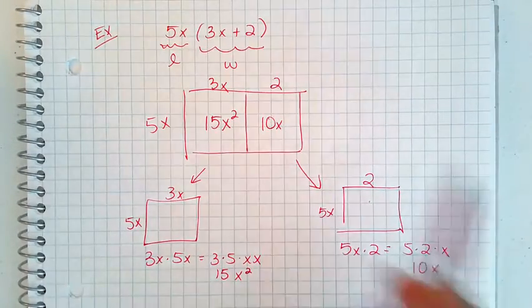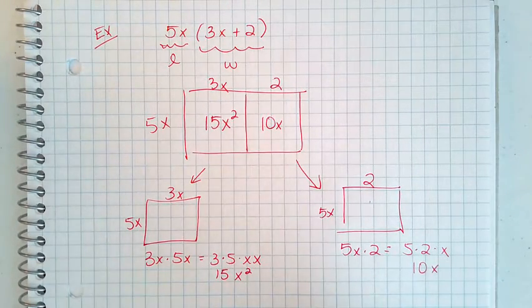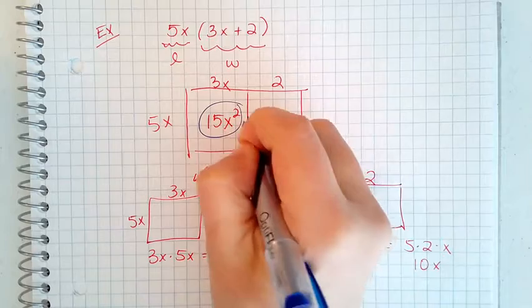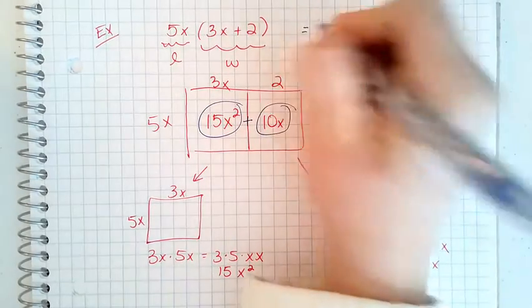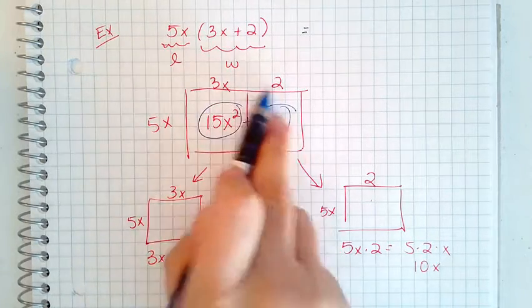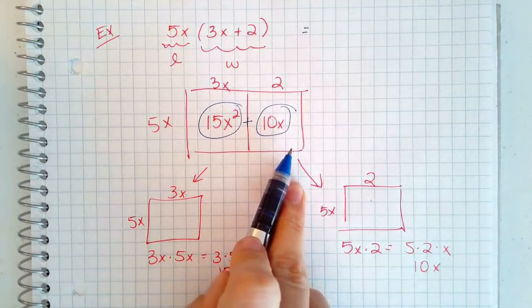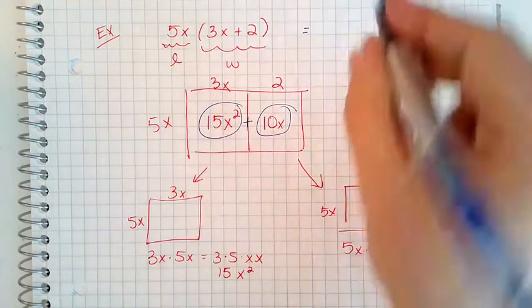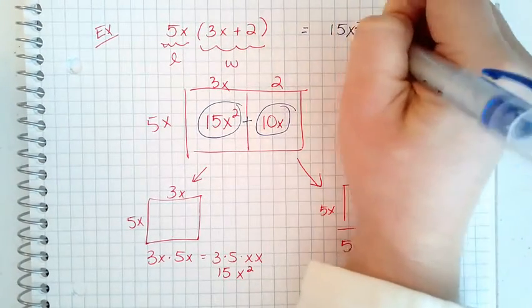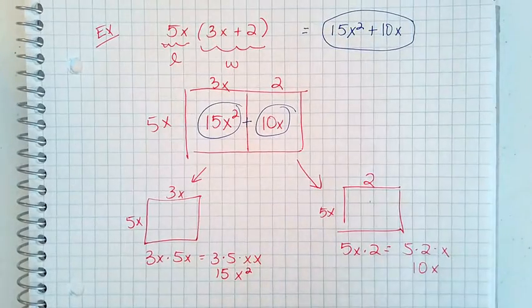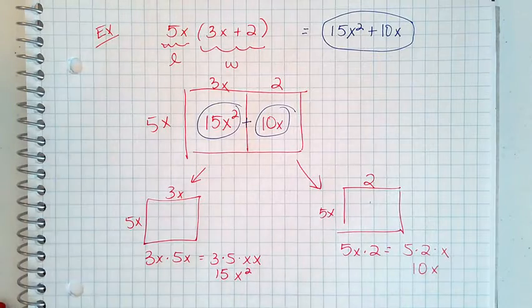Okay, so then how do we take all of this and put it in as an answer? If I use a different color, what we gather from this is that the total area is this plus this. So my final answer is not this box. When I multiply this times this, I used this tool. The tool is not the answer, but I used this tool to find out that this is equal to 15x squared plus 10x.